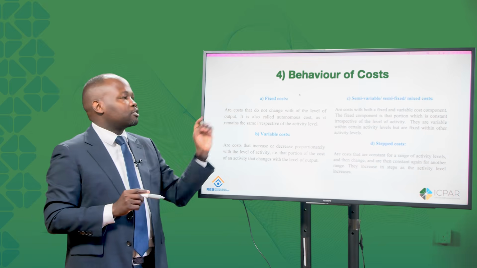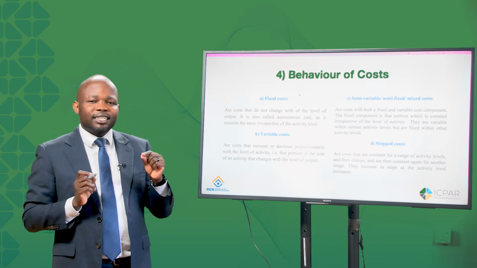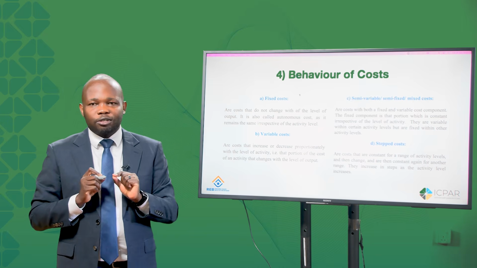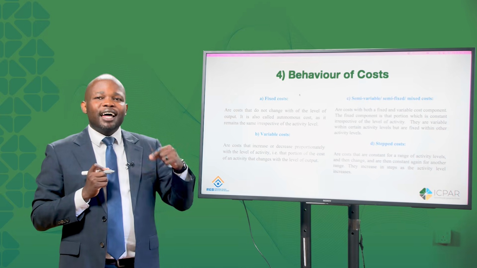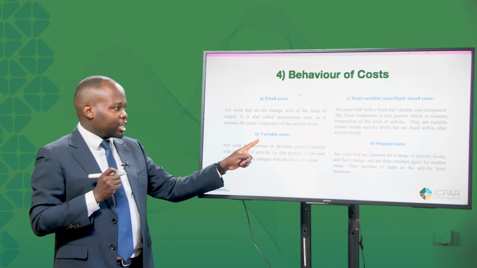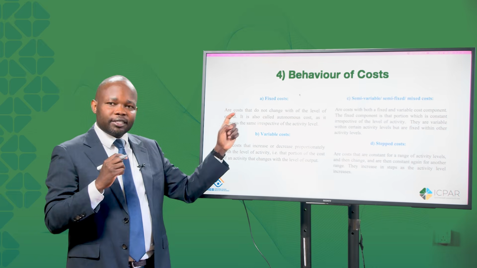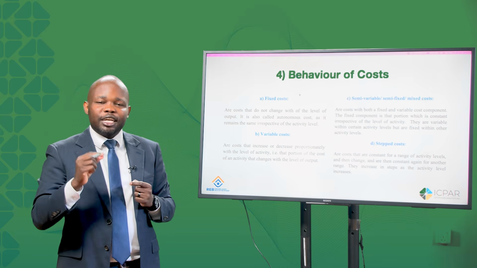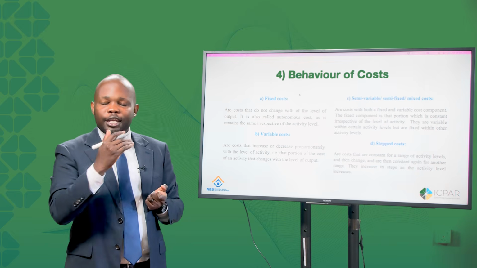Let's start with fixed costs. What is a fixed cost? A fixed cost is a cost that remains constant throughout the activity. Cost that remains the same. It does not change even if you produce more. The second type of cost is variable. Now, this is the opposite of fixed. A variable cost is a cost that changes with a change in activity. As you produce more, the cost also increases.